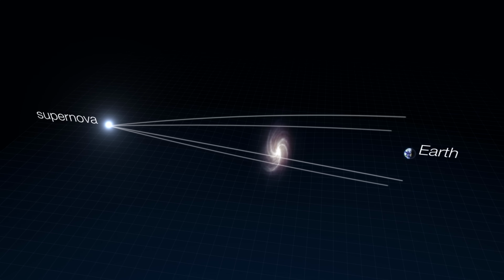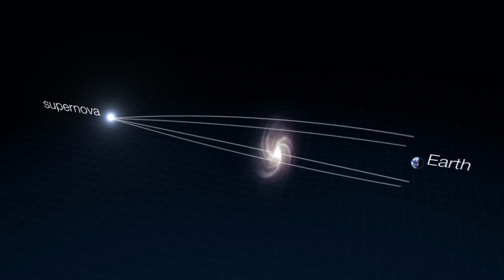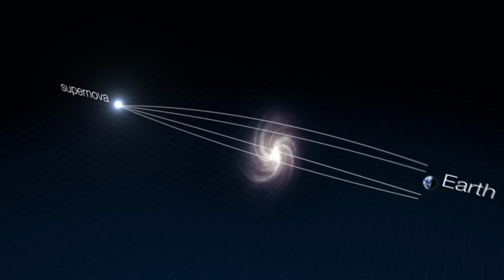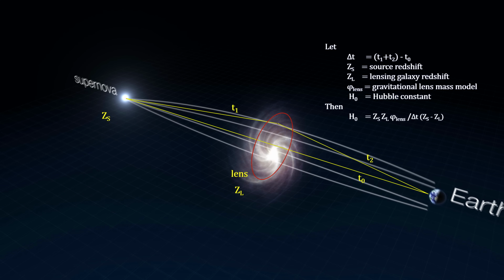The time delay between images is proportional to the difference in the light path lengths through the lensing galaxy's spacetime, which in turn is proportional to 1 over a Hubble constant. So by measuring redshifts and time delays, and by producing an accurate model for the lensing galaxy, the Hubble constant can be calculated.